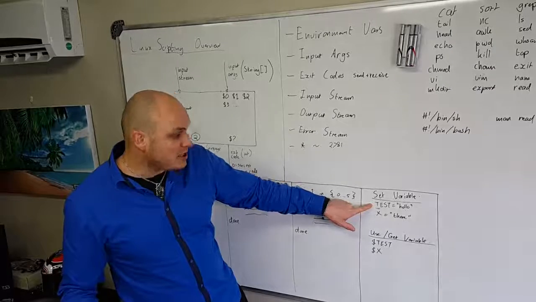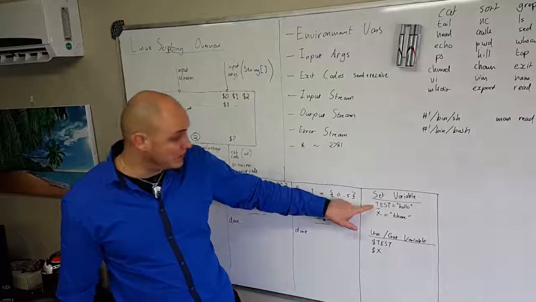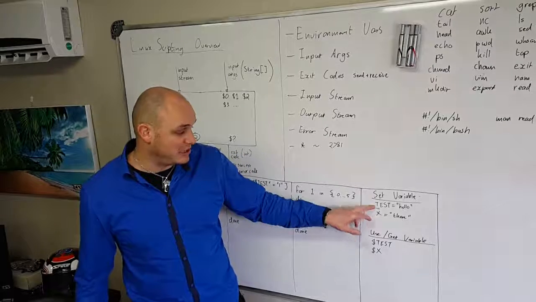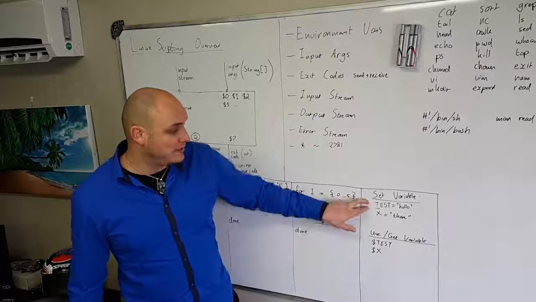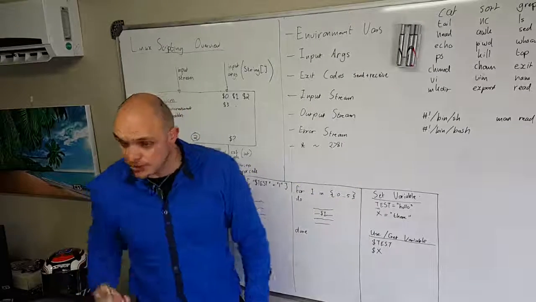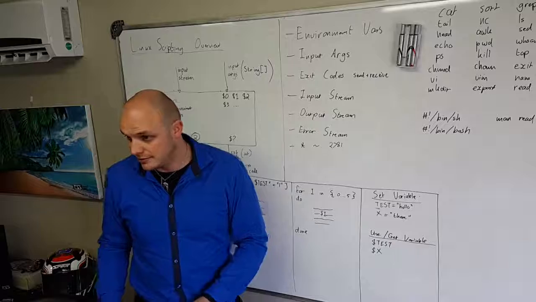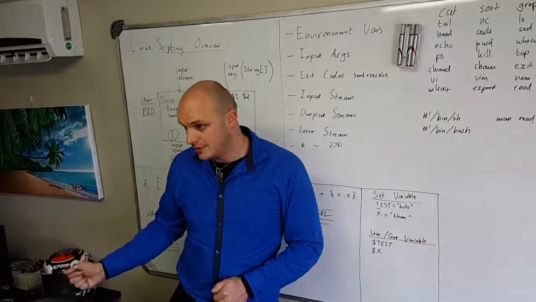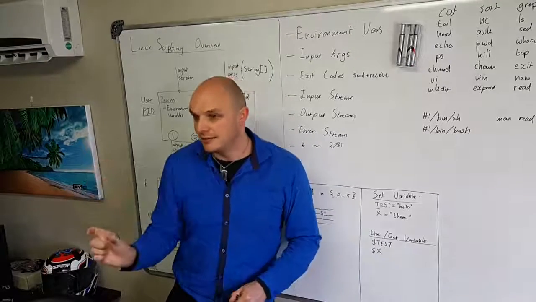One is to assign a variable. So we just say the variable name equals whatever you want it to equal. I use test and x here, those are two variables. That's if you set the variable, so you write to them. If you want to read from variables, you just put a dollar in front. Very important: if you want to read from variables, put a dollar in front. Otherwise, it's going to see it as text.